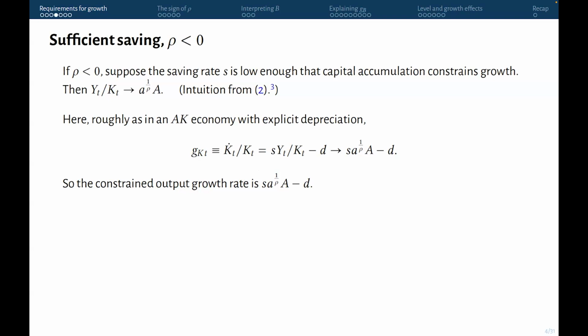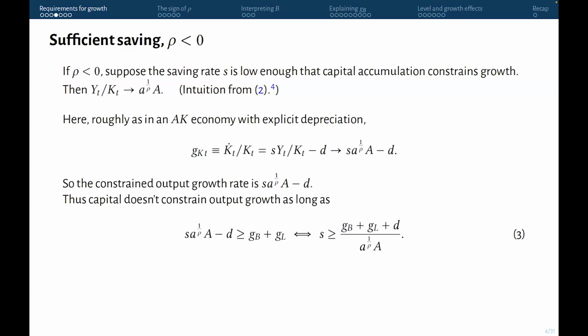And it looks kind of familiar. Putting aside the little a to the 1 over rho, that's what we saw in an AK economy. You've got robots building robots, and A is how many robots a robot can build in a year. The savings rate times that is the rate at which the robot population is growing before depreciation, and that's what it is after depreciation. So this is a constrained output growth rate when you're constrained by a lack of capital accumulation. In that regime, increasing the savings rate increases the growth rate.